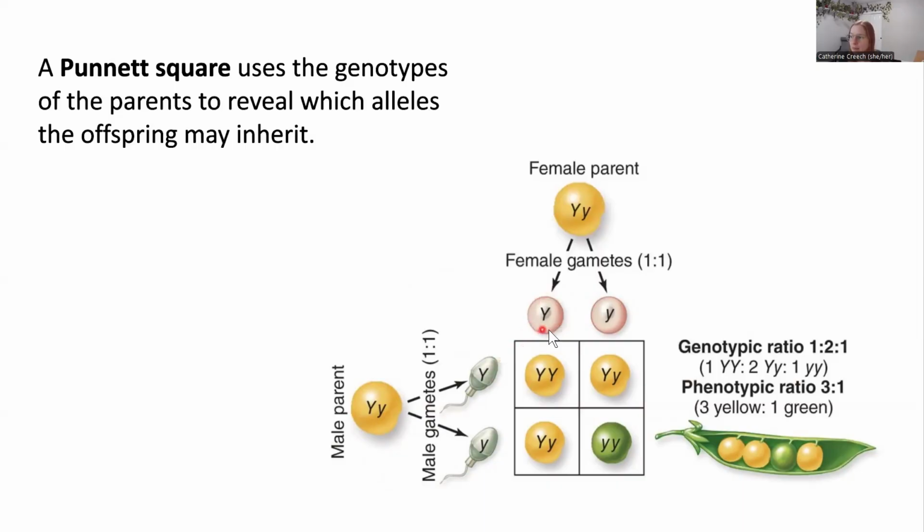And then we think about what kind of individual we would have were fertilization to occur. So if this capital Y was fertilized by this capital Y, we would be left with a seed that is yellow and has 2 of the dominant allele. So this is a homozygous dominant seed. This plant would grow into a homozygous dominant plant. So this is the beginning of a new plant. This is your zygote for your new plant that would do mitosis.